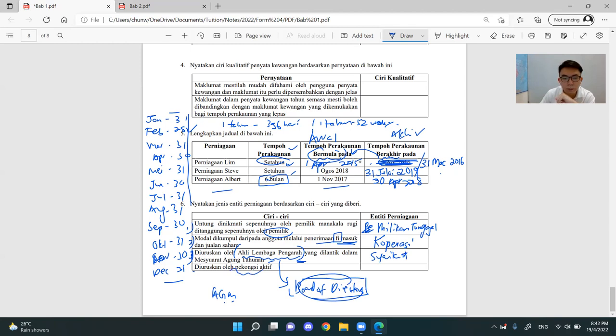And then lastly, you nampak perkongsi aktif. Perkongsi diuruskan oleh perkongsi. Perkongsi will be perkongsian. That's it. So it's just that simple.